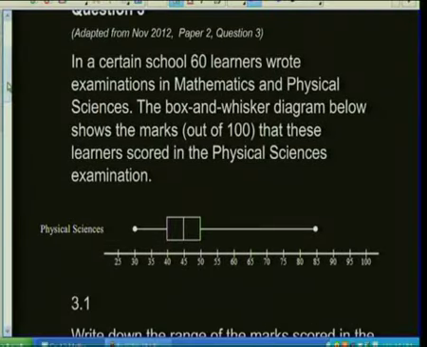Question 3. Very important to read again. In a certain school, 16 learners wrote examination in mathematics and physical science. The box and whisker diagram below shows the marks out of 100 scored in the physical science examination. And remember, with the box and whisker, what do I think? I think about the 5-number summary by just looking at the box and whisker, okay?